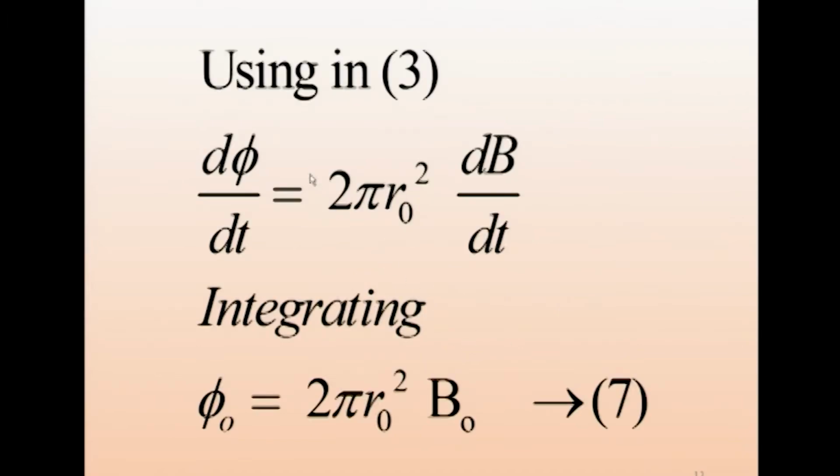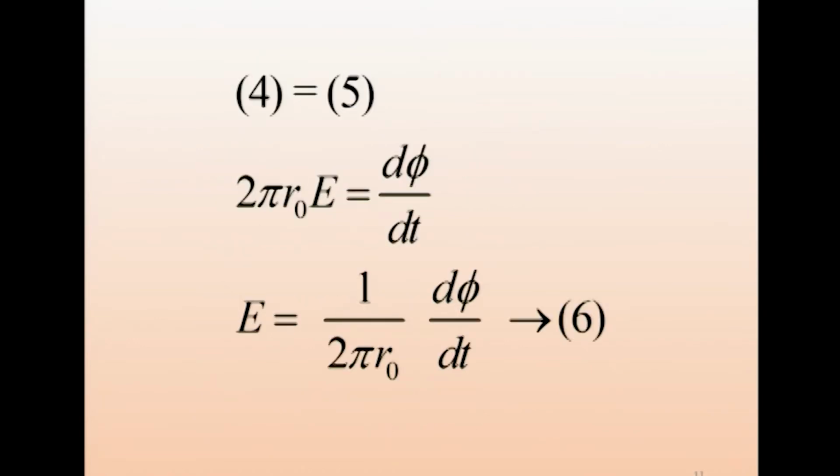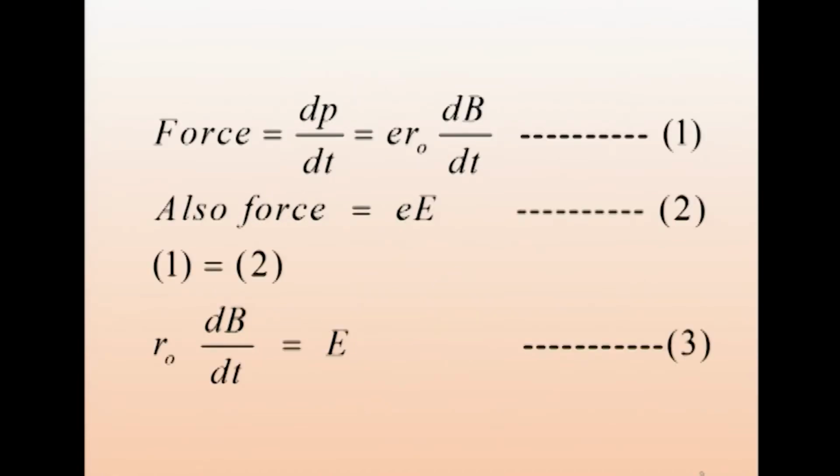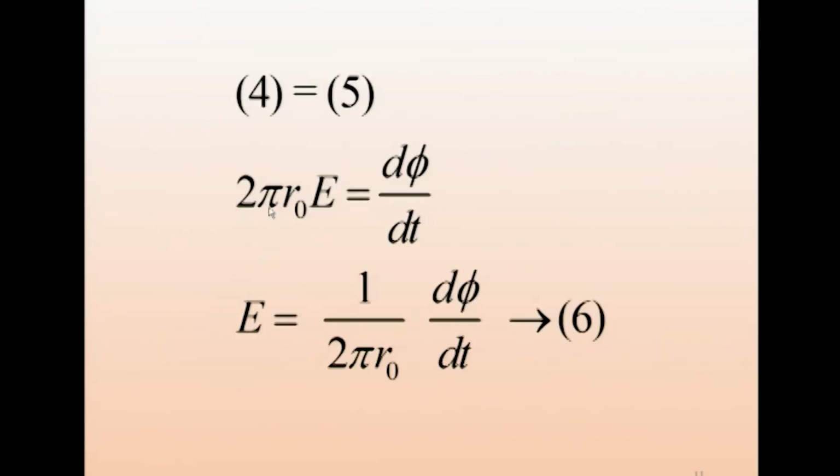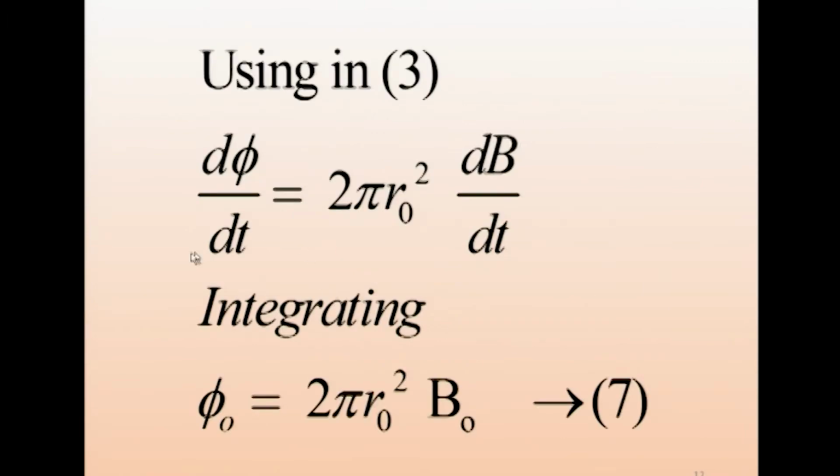Using this in 3, see what is this expression, this is E. We have to use this in 3, in the place of E. Now, we will go back to this. So, we get 2 pi r naught E equal to d phi by dt, or E equal to this part. Then using in 3, d phi by dt equal to 2 pi r naught squared dB by dt. So, this is the rate of change of flux, and this is the magnetic flux density.